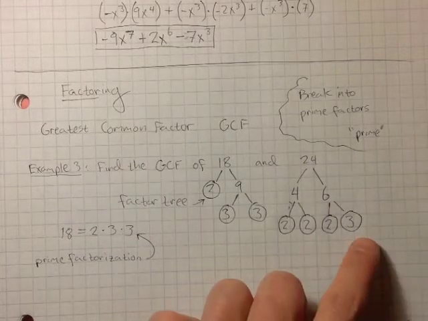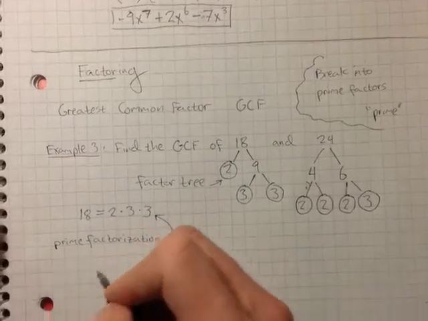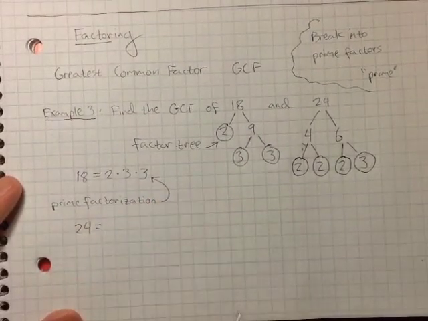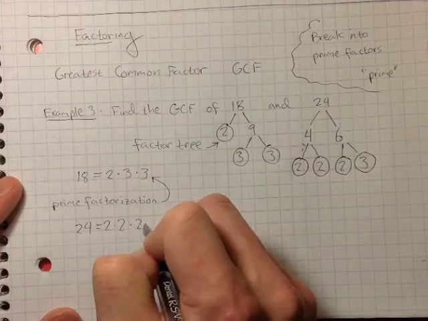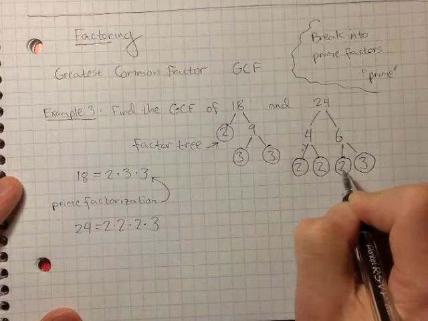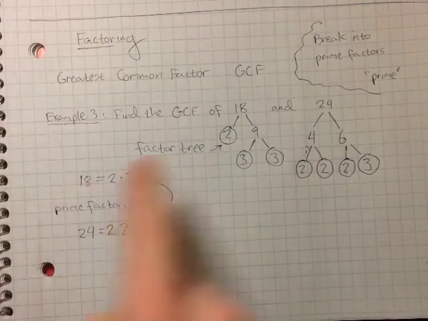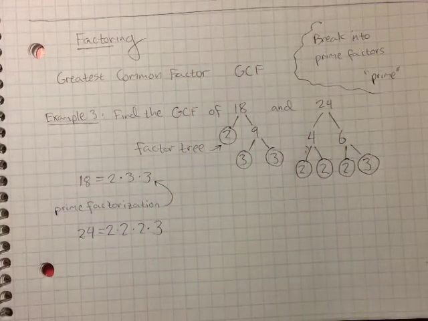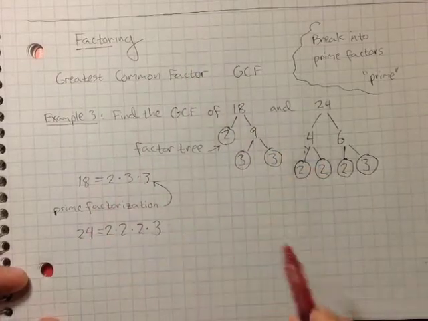Okay? So the numbers that I circled here are the prime factors of 24. That means that 24 can be written as 2 times 2 times 2 times 3. Now, let's answer the question that we posed up here. What is the greatest common factor of 18 and 24?